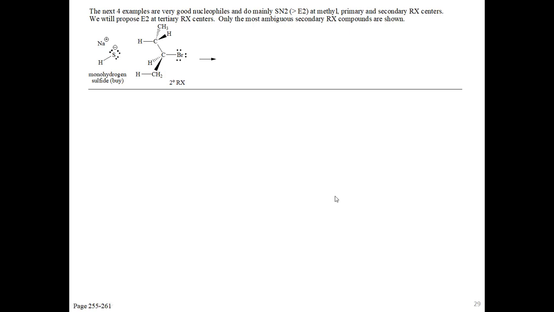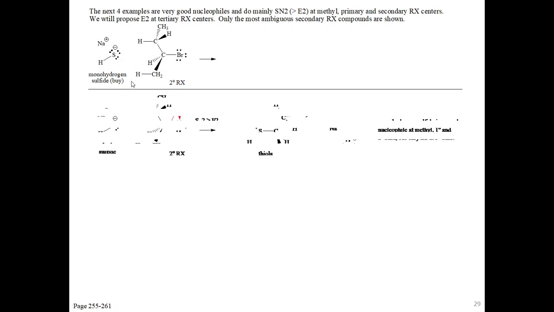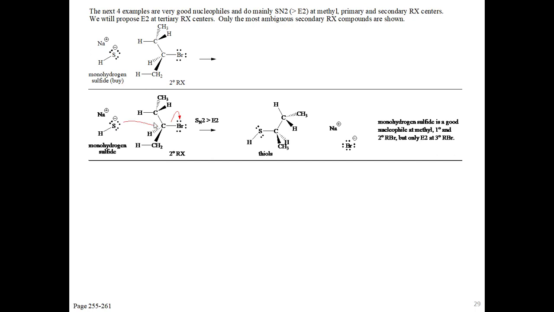Okay, the sulfur compounds are all super good nucleophiles, so methyl, primary, secondary. It's all going to be SN2, backside attack, invert, push off. Okay, so we come in from the backside, push off, and that would give us a thiol. So now there's another functional group we can make, a thiol.